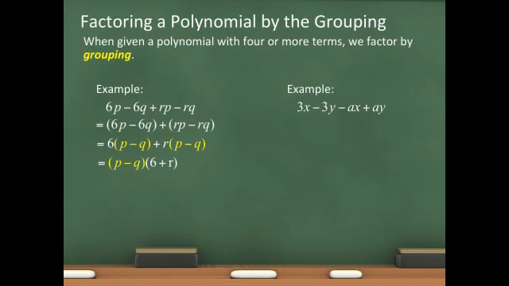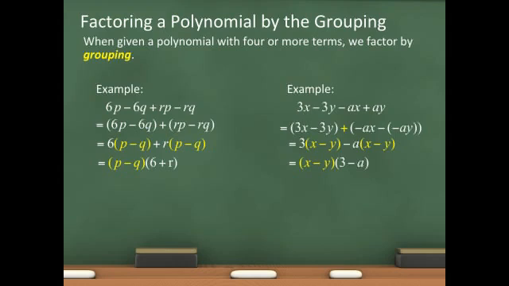In the next example, we have 4 terms, so we factor by grouping the first two terms and the last two terms. In the first pair, we see that 3 is the GCF, so we factor it out and obtain 3 times the binomial x minus y. In the second pair, we see that negative a is the GCF, so we factor it out and obtain minus a times the binomial x minus y. Again, we see that the binomial x minus y is a repeating or common factor, so we can factor it out to obtain the final answer, which is the binomial x minus y times the binomial 3 minus a.